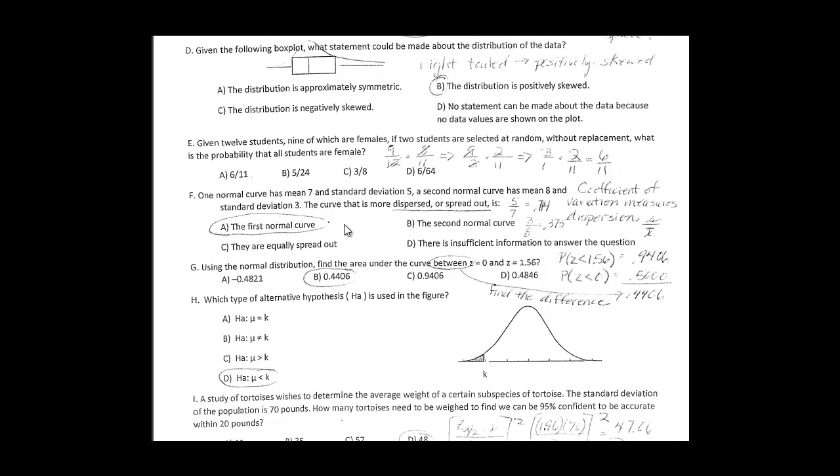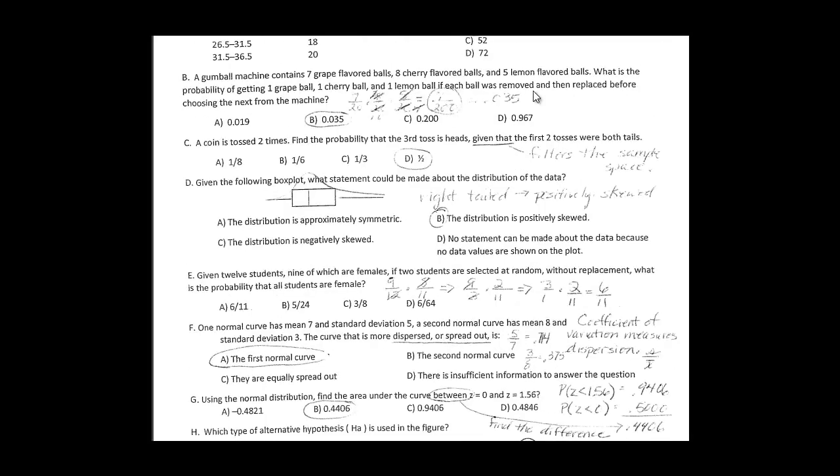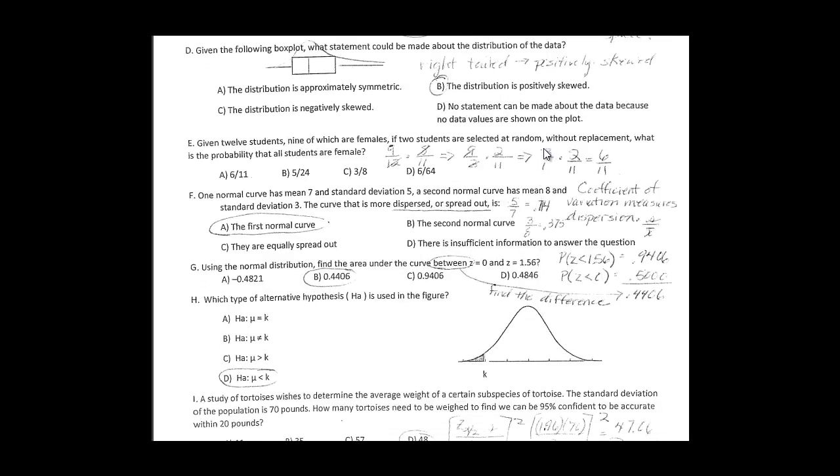For part E, given 12 students, 9 of which are females, if 2 students are selected at random without replacement, what is the probability that, this should just say both students are females. So here we don't have the replacement. Up here we had replacement. So this is a different format here.